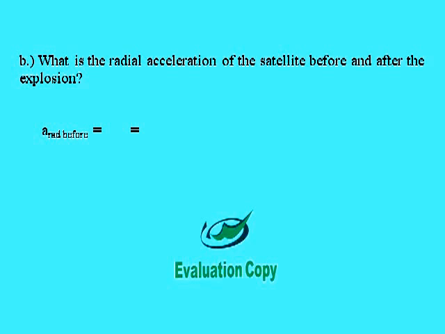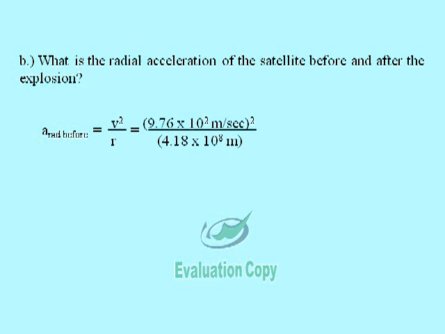For part B, the equation for the radial acceleration before the explosion occurred is the velocity squared over radius. After plugging in the velocity, which was given, and the radius, which you just solved for in part A, you should get 2.28 times 10 to the negative third meters per second squared.